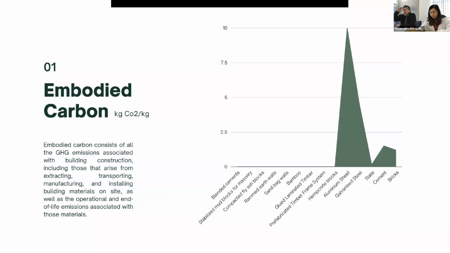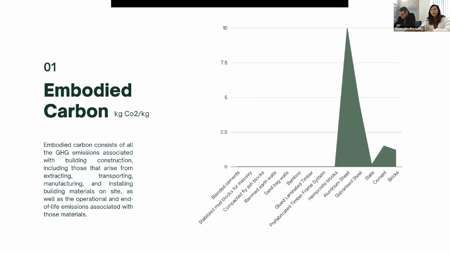So embodied carbon refers to the total amount of carbon emissions associated with the production, transportation, and installation of a building's materials and components. This includes emissions from the extraction, processing, and transportation of raw materials, the production and transportation of the products, and the construction process itself. The embodied carbon of a building is an important factor to consider when assessing the overall sustainability and carbon footprint of a structure.